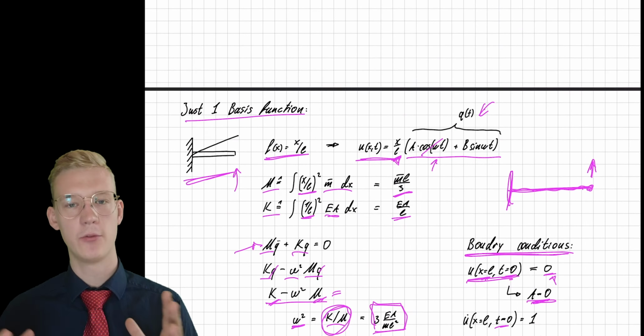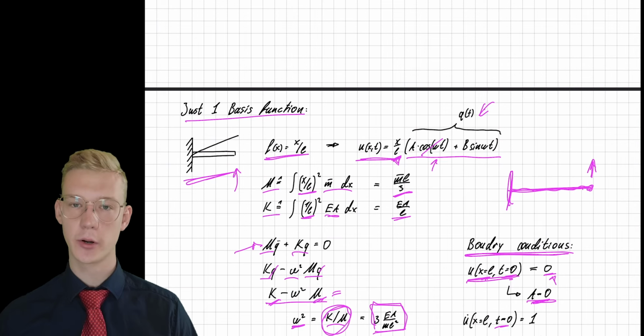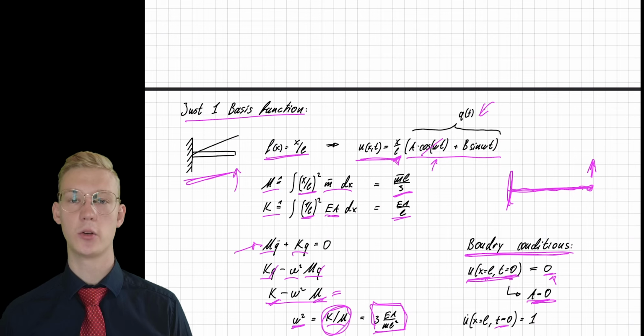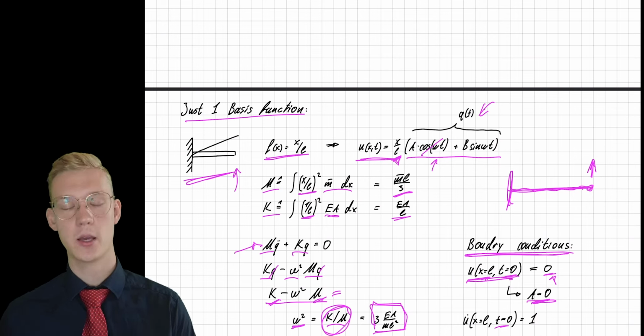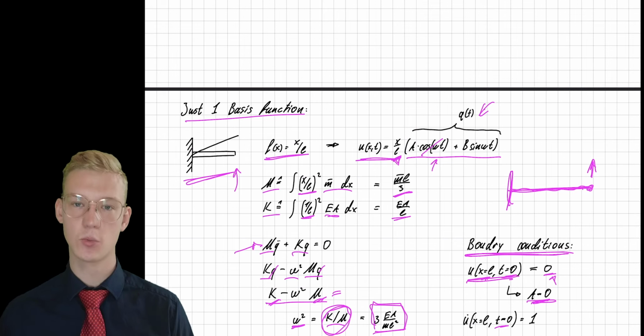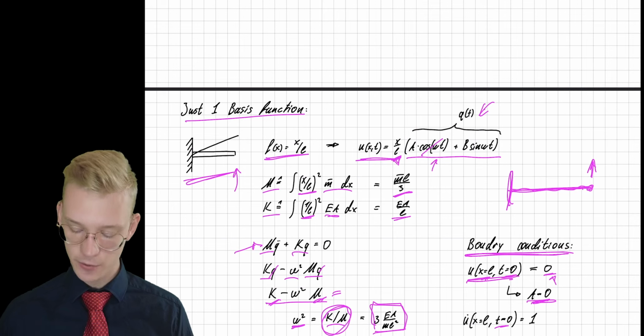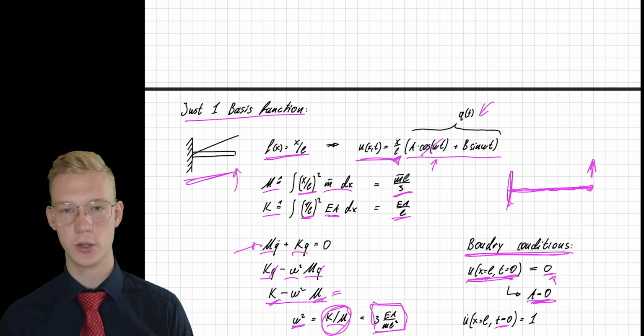I hope this video gave you a better understanding of how to work with the analytical solution of discrete systems if you want to get the eigenfrequencies and eigenmodes, and how to work with a system that you discretized with the help of the Rayleigh Ritz method, and to get the time functions when you have different boundary conditions.